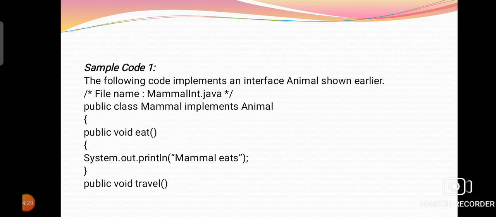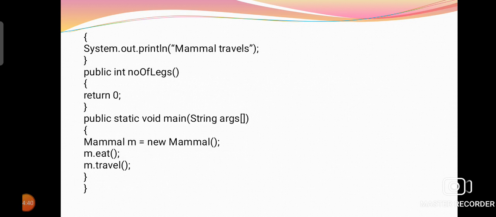We are defining the method eat, and under that we have printed a statement like mammal eats. Next we are defining the method travel, and under that we have printed a statement like mammal travels. Additionally we have one more method, that is number of legs. Inside the method we are returning the value 0. After that, in the main function we are creating the object for the class Mammal, and we are calling the methods eat and travel.